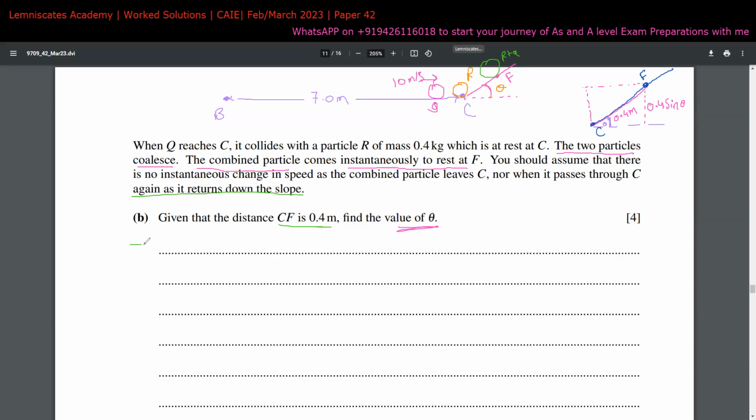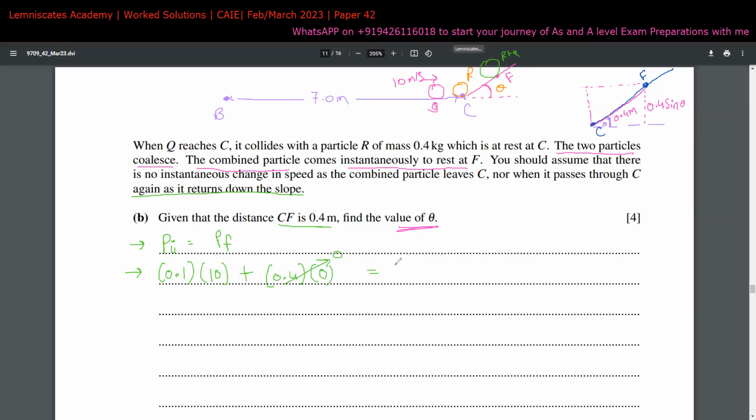So again, we are using that same format. Initial momentum is equal to the final momentum. For particle Q, it had a mass of 0.1 kg, traveling at 10 meters per second. The other particle is at rest, and its mass is given as 0.4 kg. But it's at rest, so this whole term is zero. It's equal to the final momentum.